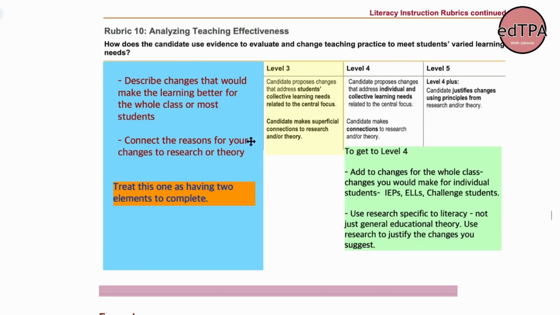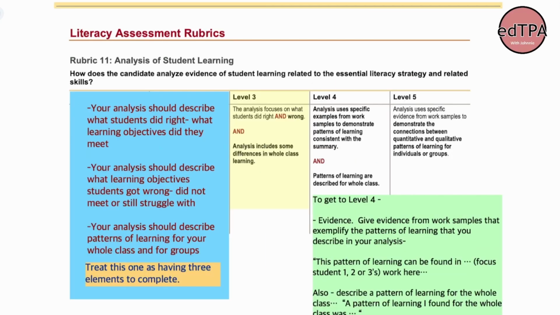So that's rubric 10. This is rubric 11, analysis of student learning. How does the candidate analyze evidence of student learning related to the essential literacy strategy and related skills? Level 3 says, this is the level you want to work towards at least, the analysis focuses on what students did right and wrong, and analysis includes some differences in whole class learning. So based on this, these are some requirements to reach level 3. Your analysis should describe what students did right, what learning objectives did they meet.